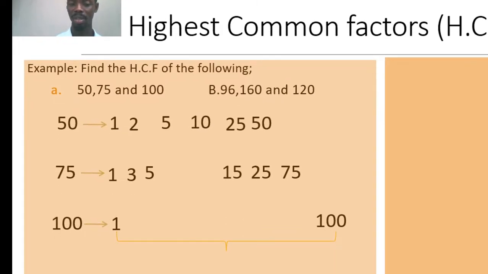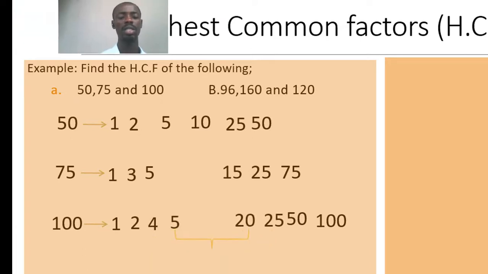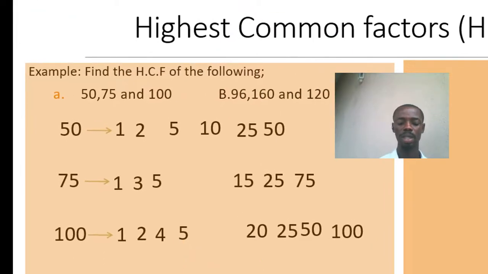Let's work on 100. Now we have 100. That is 1 times 100 gives 100. Now we have 2 by 50. That's 2 times 50 gives 100. Then we have 4 by 25, because 3 will not divide into 100. So we have 5 by 20. See them coming out, rolling in.